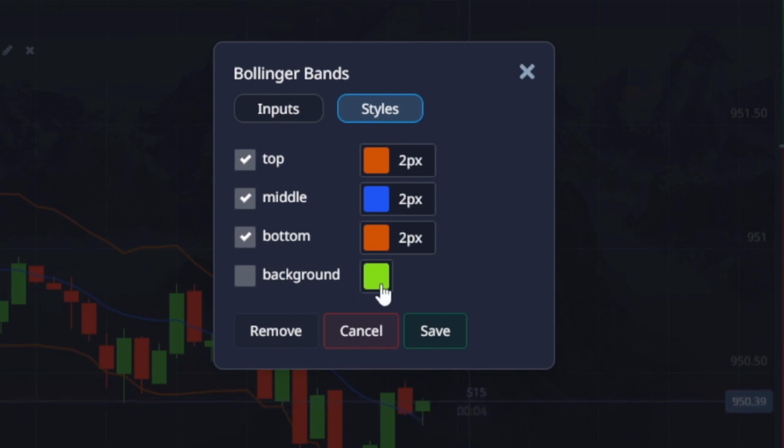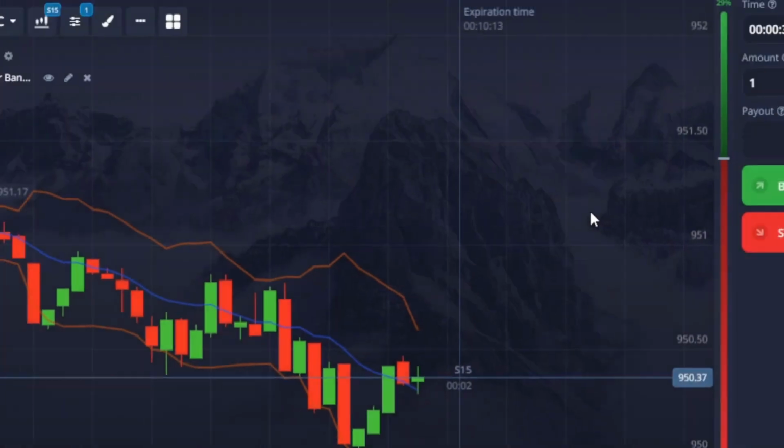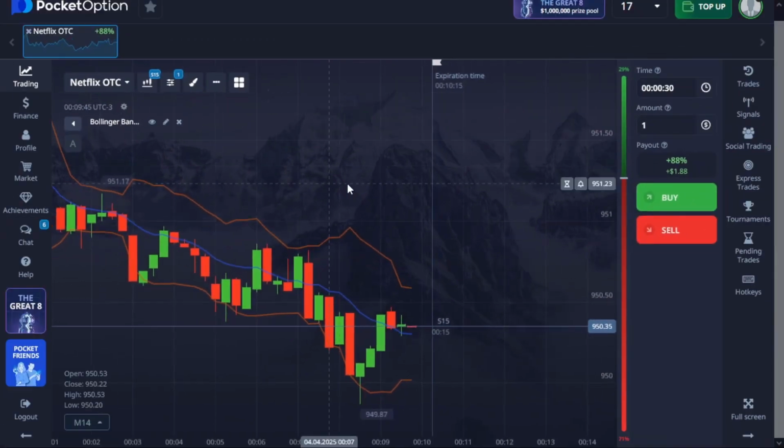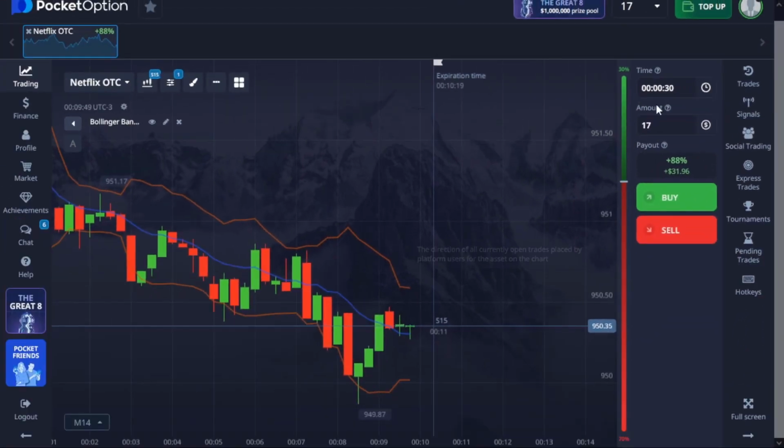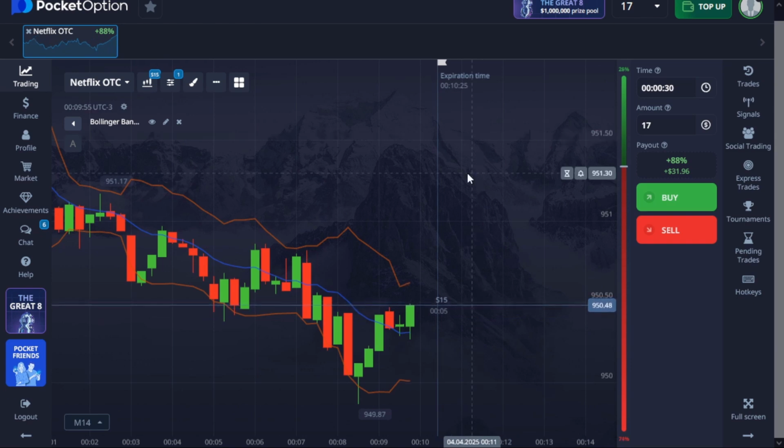Okay, let's go to the style and leave that. If you want to copy that, feel free. In my case, we could remove the background and get it away. I'm going to start with $17. I'm going to use an expiration time of 30 seconds.